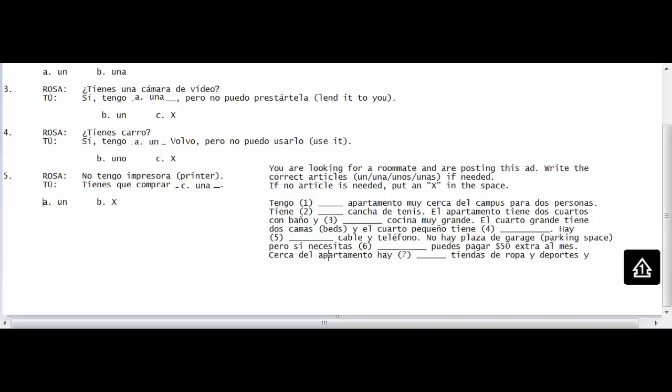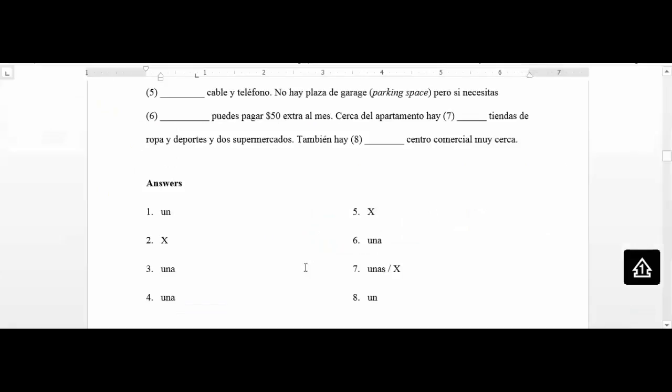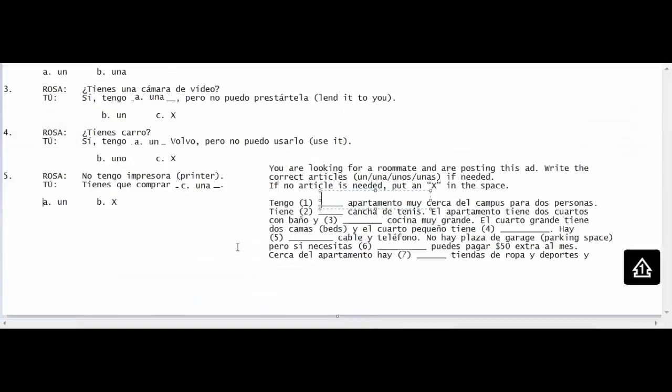I think I would leave it out here. Tengo apartamento muy cerca del campus. Okay, so actually we are going to put the un here. Tengo un apartamento muy cerca del campus. The reason we're going to put the un is because it's being modified. We've got a lot of extra information about our apartment, saying that it's very close to campus for 2 people, so we put the un. Then tiene cancha de tenis, it's not being modified, so we wouldn't put the un here, we would leave it out.